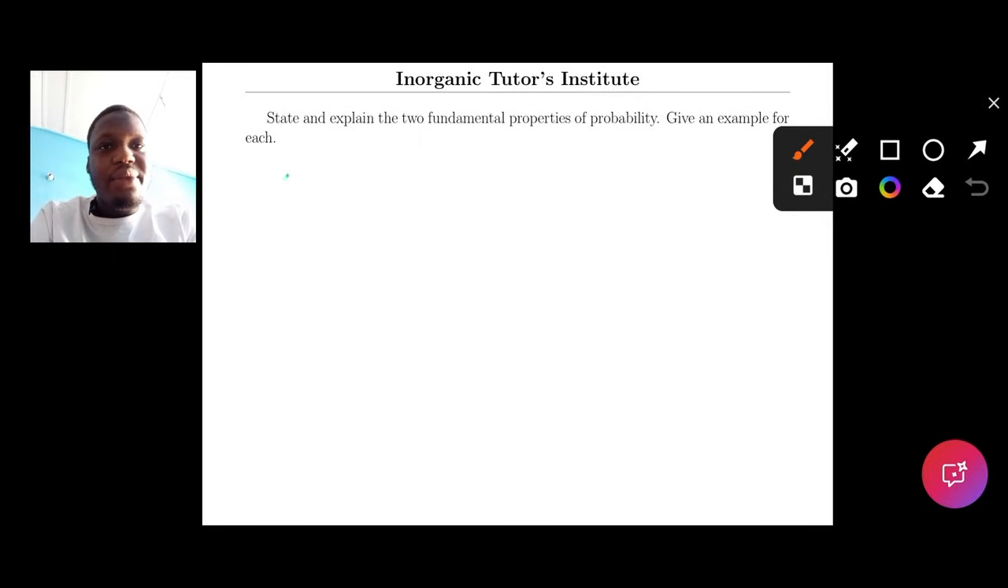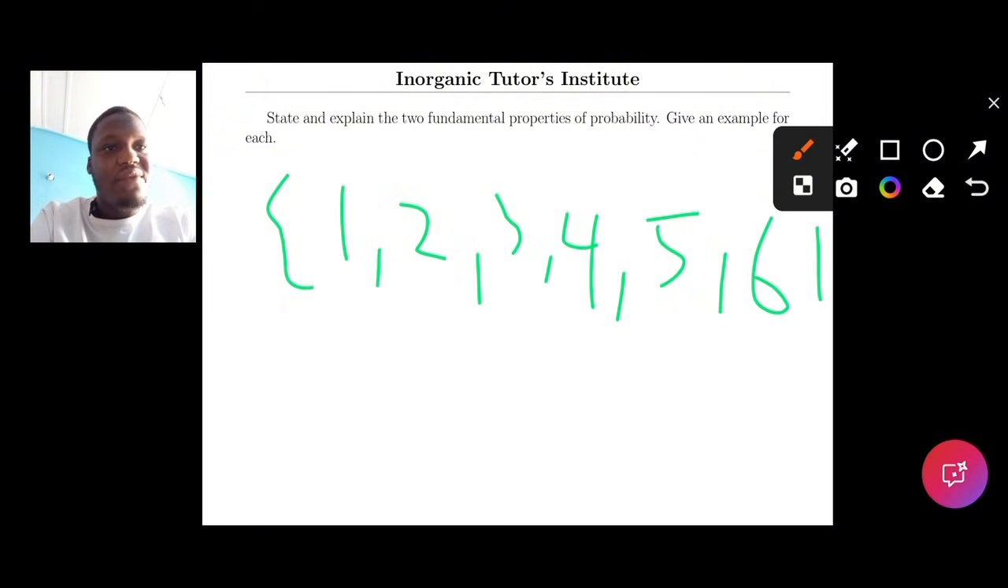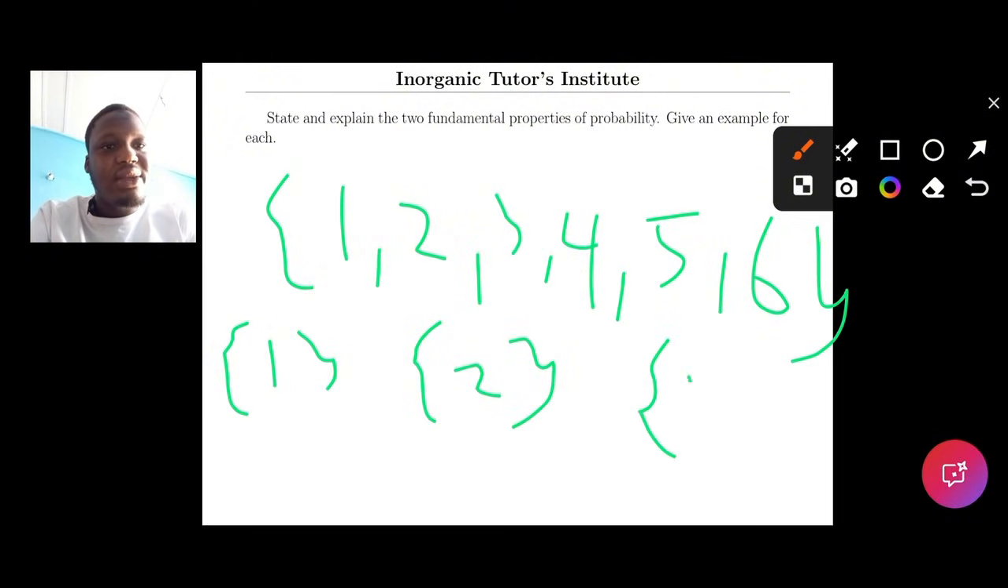So in view of that, if you have 1, 2, 3, 4, 5, 6 from a roll of a die, consider the simple events. The first simple event is what? 1. The second simple event is 2. The third simple event is 3. In that order, up to 6.